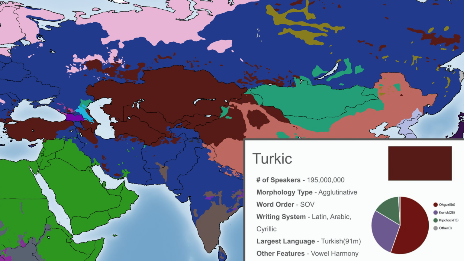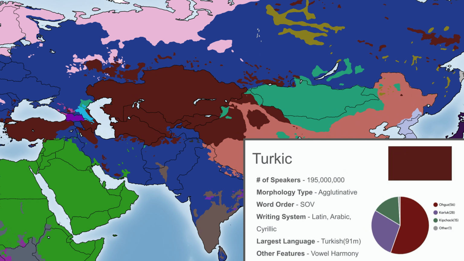From Arab and Persian empires, some languages like Uyghur use a Perso-Arabic script. From Russian empires, some languages like Kyrgyz use Cyrillic, and some languages use the Latin script because they want to be seen as modern. The largest language is Turkish, spoken in Turkey, by around 90 million people.